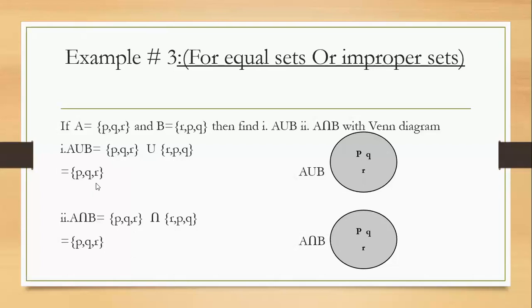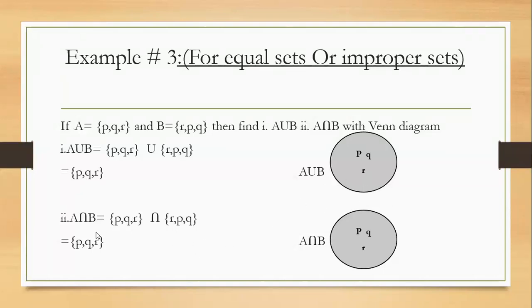Now, how can we draw the Venn diagram? Here we have drawn only one circle. Only in this situation, we have to draw one circle. Why? Because both the sets contain the same elements. When equal sets or improper sets are there, we have to draw only one circle. Why? Because two sets contain the same elements. Now, shading depends upon the answer, and here the answer is PQR.